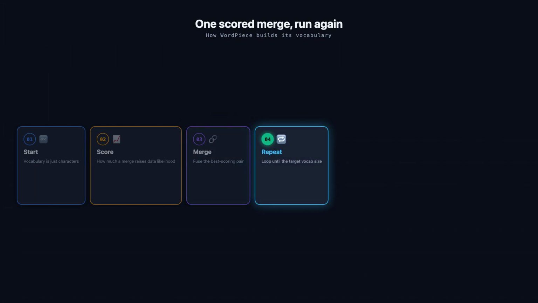Finally, the loop simply repeats itself. Score every candidate pair again, merge the single top one, add it to the vocabulary, and keep right on going until you reach the target size you set for the tokenizer up front.